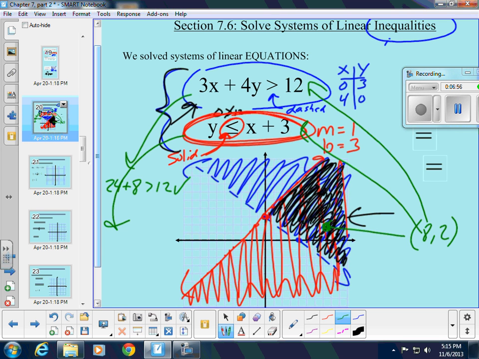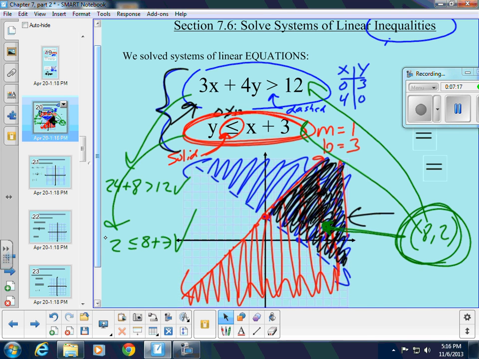Bring down the second inequality. If I put 2 in for y and say that's less than or equal to 8 plus 3, well, 8 plus 3 is 11. And yeah, that would be bigger than 2. So yes, it works for the second one as well. So this is a solution to that system because it works for both of them. It's in that shaded region of the overlap.